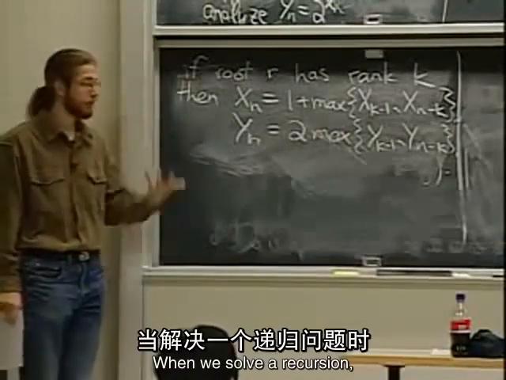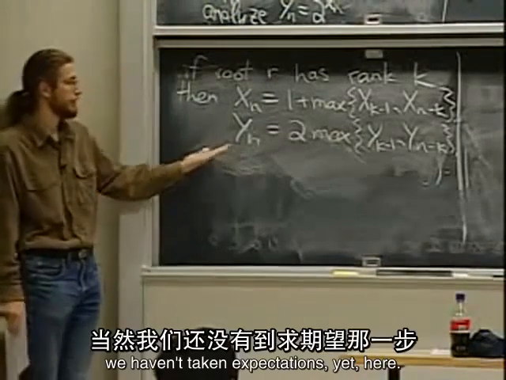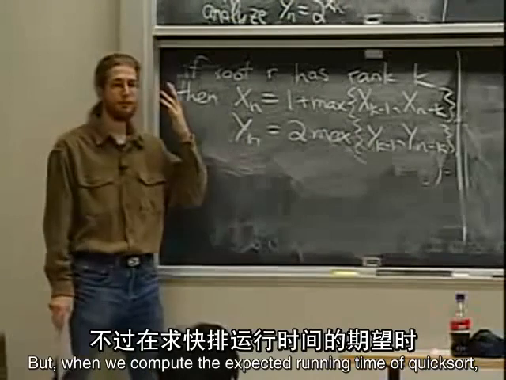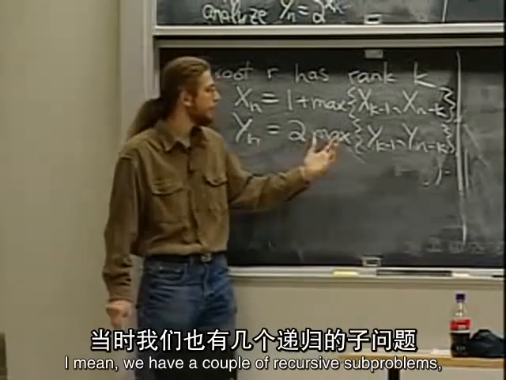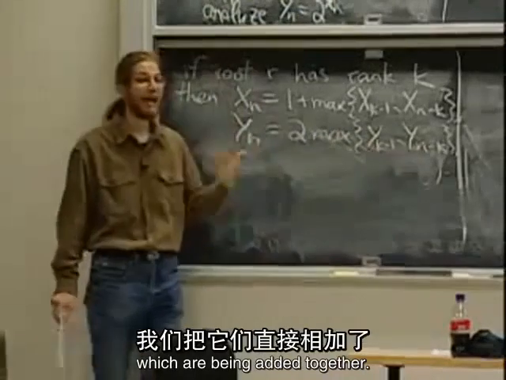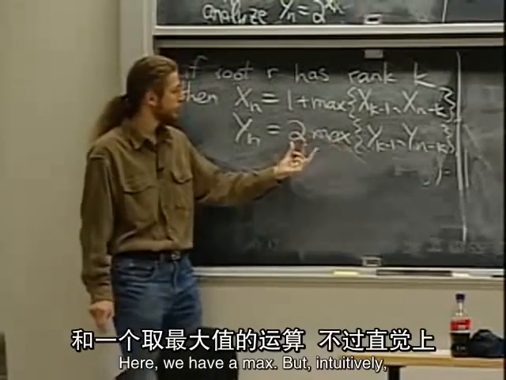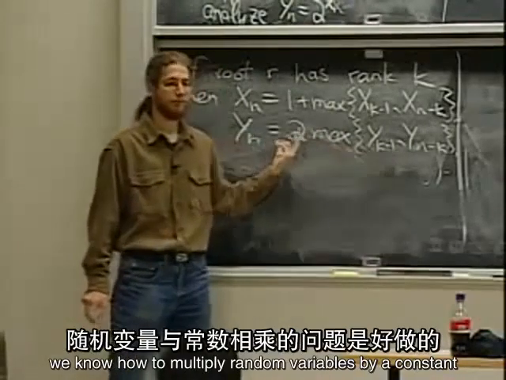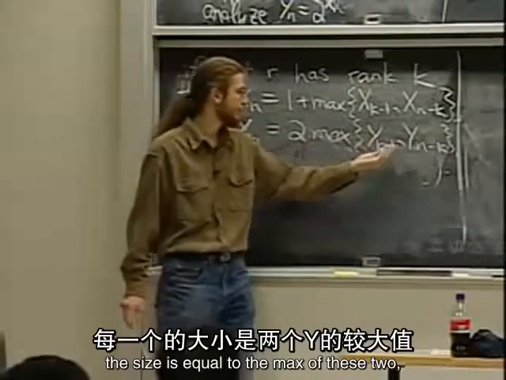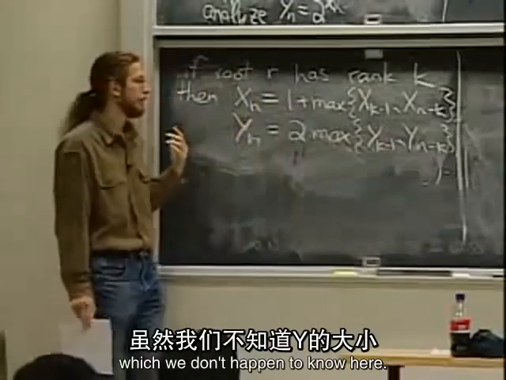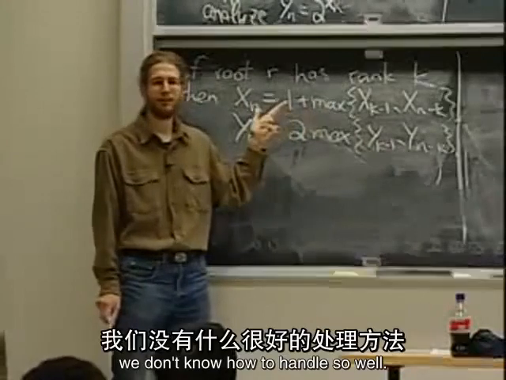When we solve a recursion, like the expected running time, we haven't taken expectations yet here, but when we compute the expected running time of quicksort, we have something like 2 times, we have a couple of recursive subproblems which are being added together. Here we have a factor of 2, here we have a max. But intuitively, we know how to multiply random variables by a constant, because that's like there's 2 recursive subproblems of the size equal to the max of these 2, which we don't happen to know here, but there it is. Whereas 1 plus, we don't know how to handle so well.